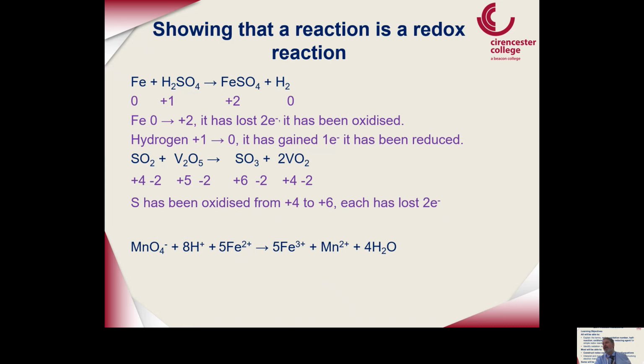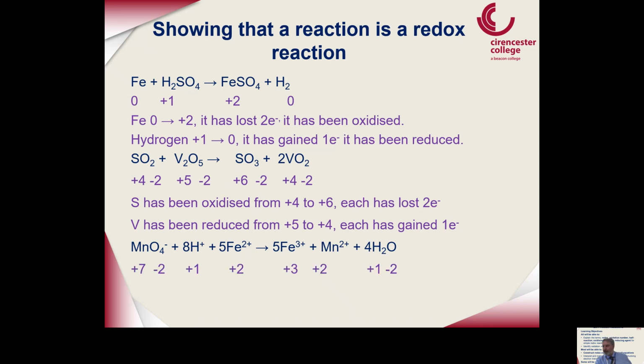So the sulfur has been oxidized, gone from +4 to +6. There's only one sulfur, and it's lost 2 electrons. And the vanadium has been reduced from +5 to +4, gaining an electron, and there's 2 of them. And again, because there's 2, that makes 2 electrons, that balances the 2 electrons from the sulfur.